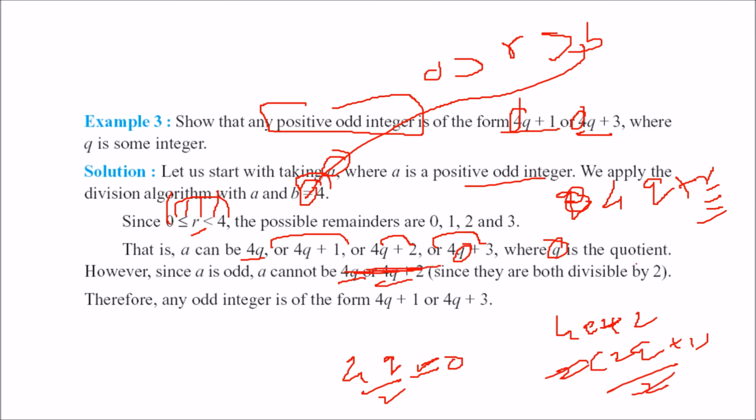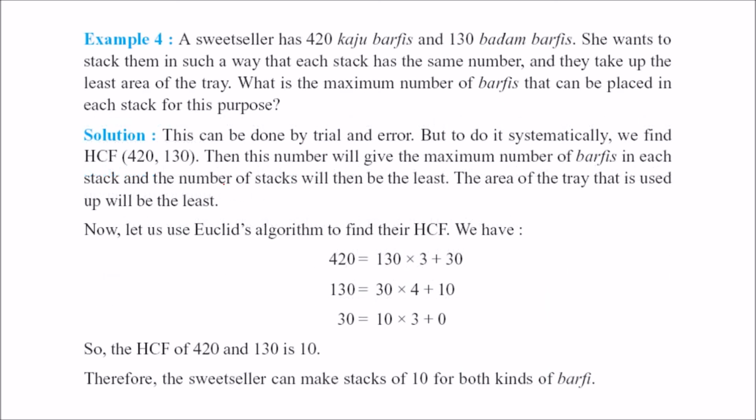So we cannot take these two, because they are divisible by 2, and we have been told that these are odd integers. So they can only be 4q plus 1 and 4q plus 3. Any odd integer can be written in the form 4q plus 1 or 4q plus 3.